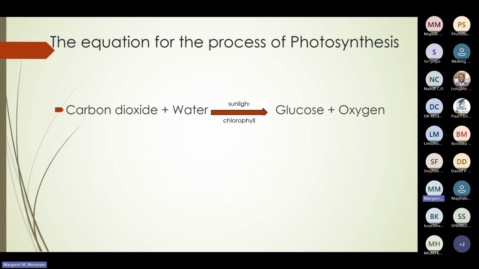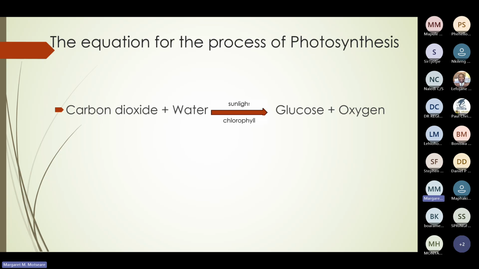Let's go to the next slide. In the next slide, we have the equation for the process of photosynthesis. When you talk about the equation for the process of photosynthesis, we are talking about the things that are needed in order for the process of photosynthesis to take place. In the middle here, we have this red mark. Whatever is after this is the product.